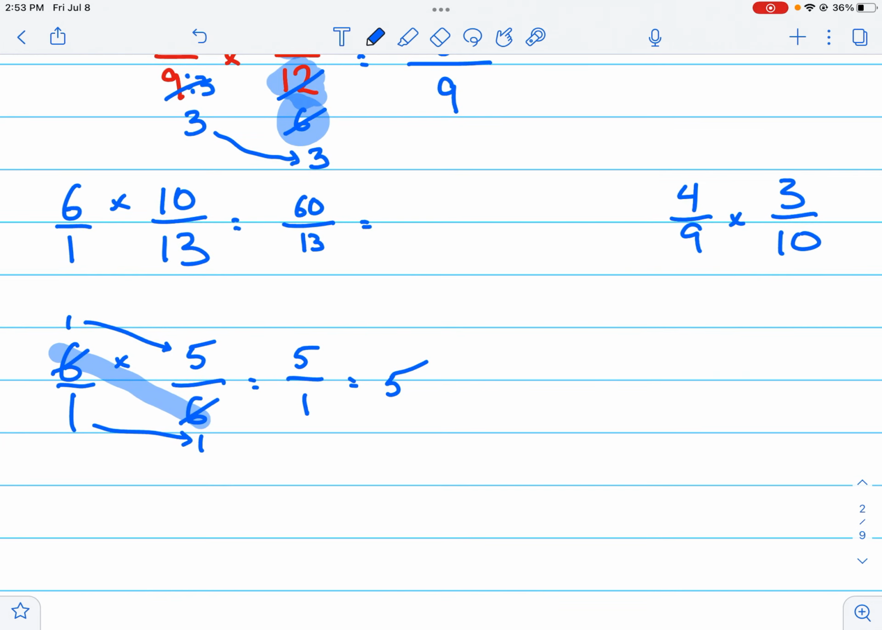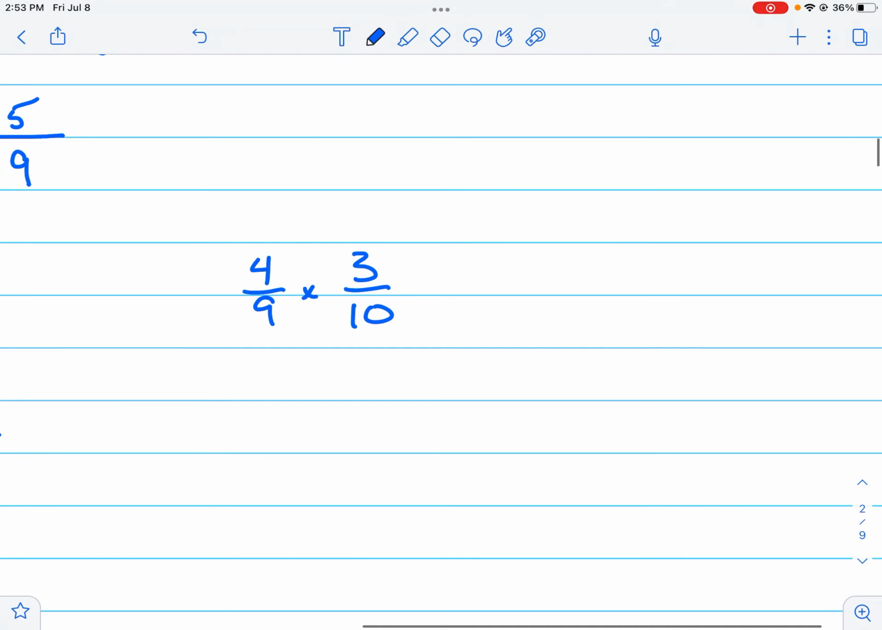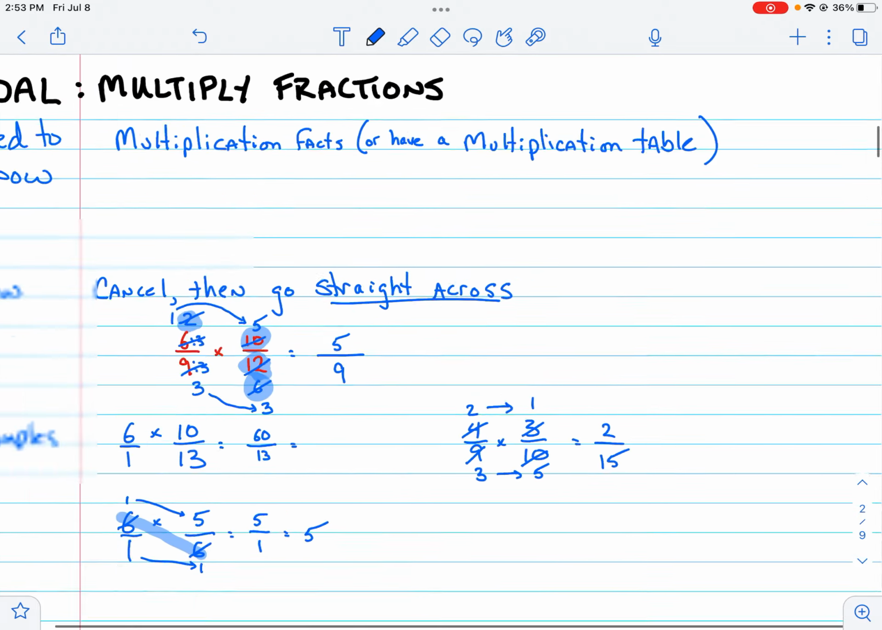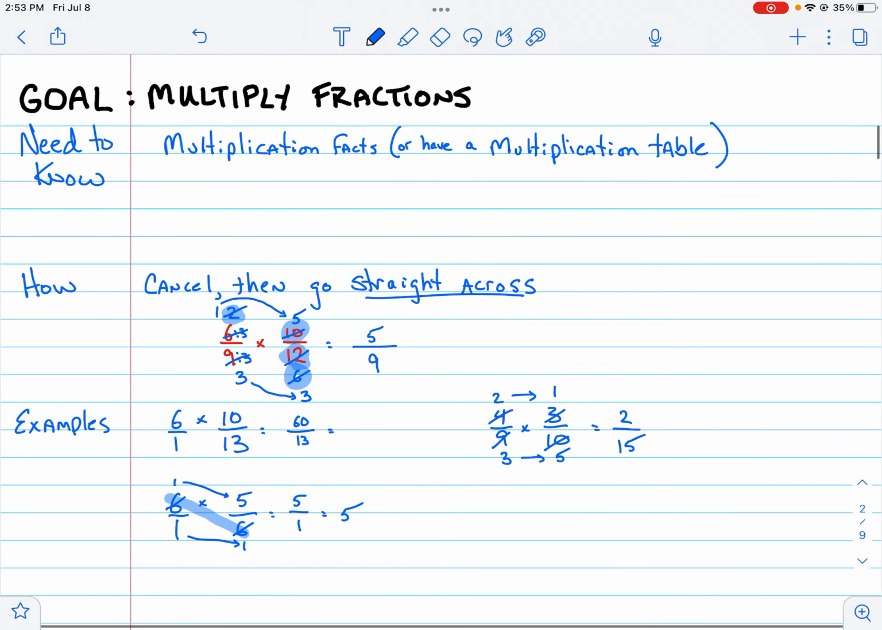And then finally, here's one more fractional problem if you want to see one more example. In this problem, I'm going to look for things I can cancel. I see a 3 and a 9 catches my eye. Sometimes it's whatever catches your eye first. 3 divided by 3, 9 divided by 3 is 3. I'm going to go back to the 4 and the 10. They both have a 2 in common, so 4 divided by 2 is 2. 10 divided by 2 is 5. And that's it. So 2 times 1 becomes 2, and 3 times 5 becomes 15. And you're done. That is all it takes to multiply fractions.